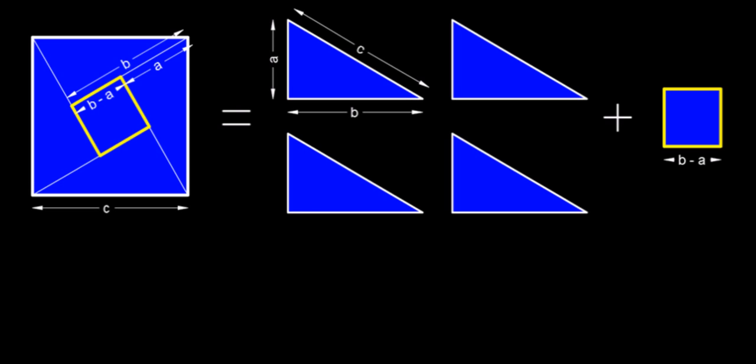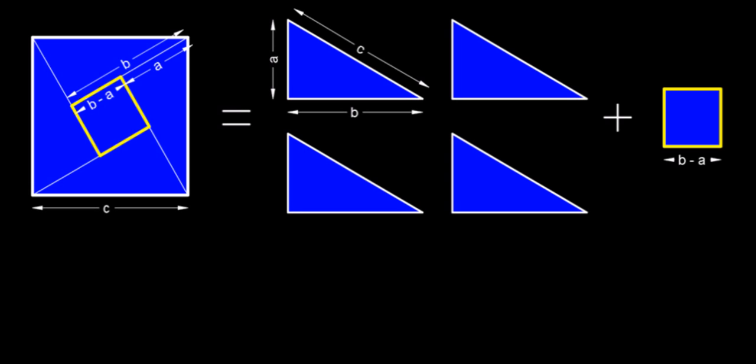Now we will prove the Pythagorean theorem. Here we have a right triangle whose legs measure A and B, and whose hypotenuse measures C. Now we will imagine a square whose side measures C. Into the square, we can draw 4 right triangles like the first one, and in the center, we can see a little square whose side length is B minus A.